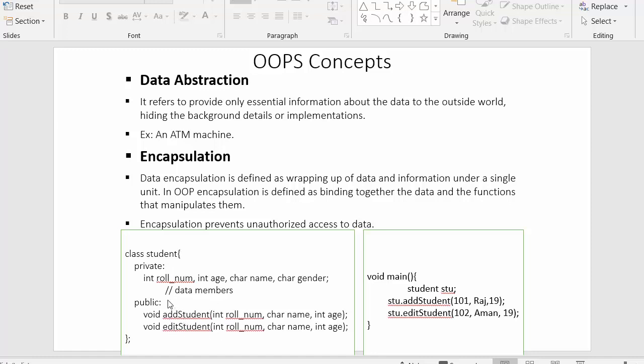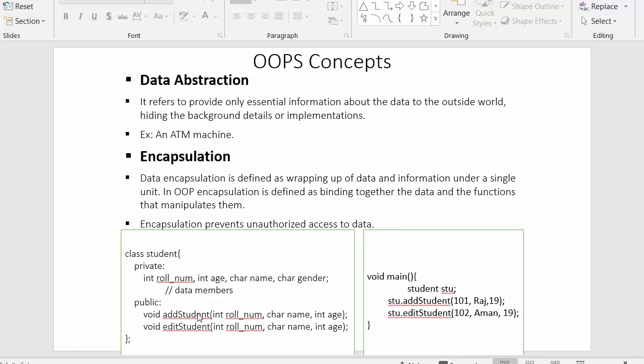Here our major concern is to understand encapsulation. As the definition says, data encapsulation is defined as wrapping up of data and information under a single unit, and it is defined as binding together the data and functions that manipulate them. I hope you understood. Here this class is responsible for containing both my data and member functions, and that is what encapsulation is all about.